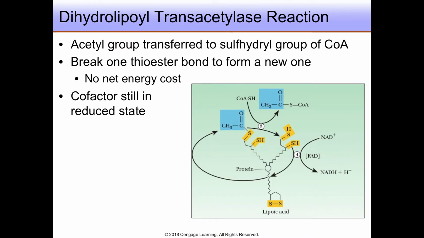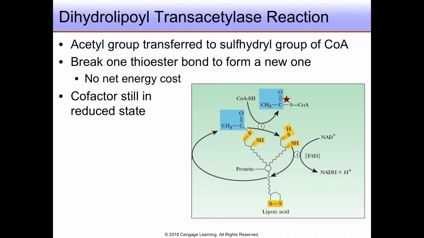In the second part of this reaction, as shown below, the acetyl group is transferred to the sulfhydryl group of CoA. Since we broke one thioester bond to form a new one, there is no net energy cost. Hopefully you can see the essential nature of the lipoic acid cofactor. It provides an oxidizing agent that can also form a thioester linkage.